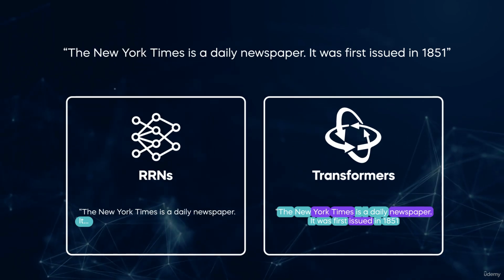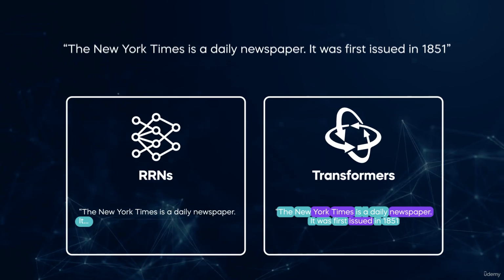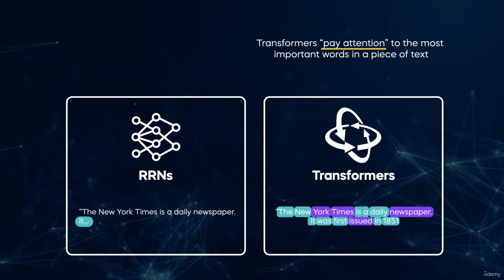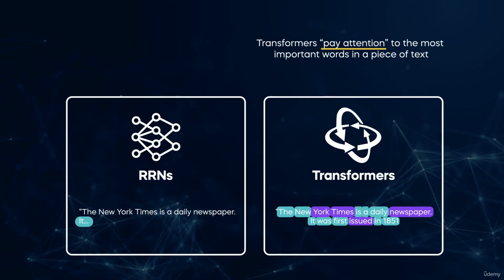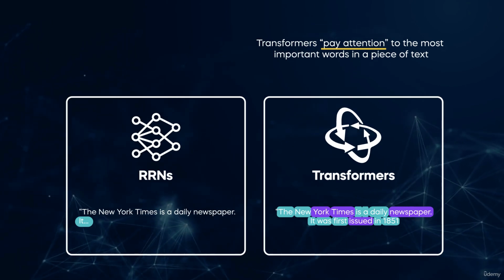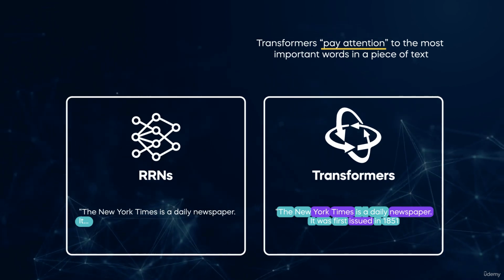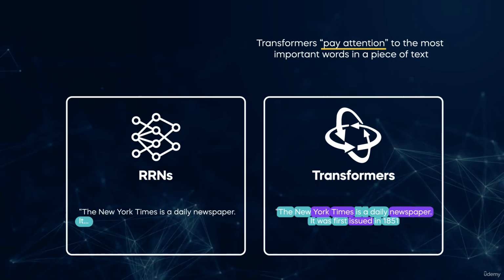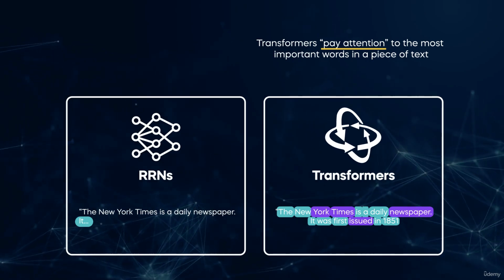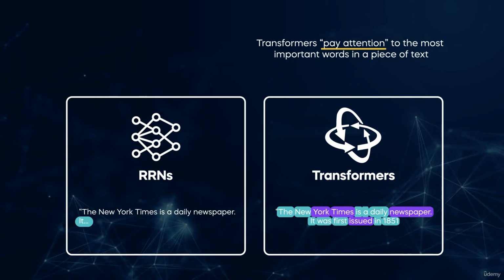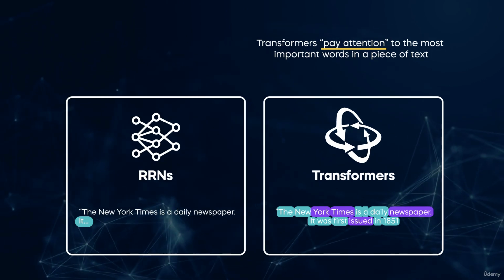You might notice I said that transformer models are able to pay attention to the most important words in a piece of text. Attention is the name given to the technique that allows the transformer to pay attention to specific words. Let's now move on to our next lesson, where we cover attention in more detail and see how it's enabled the incredible language models we see today.